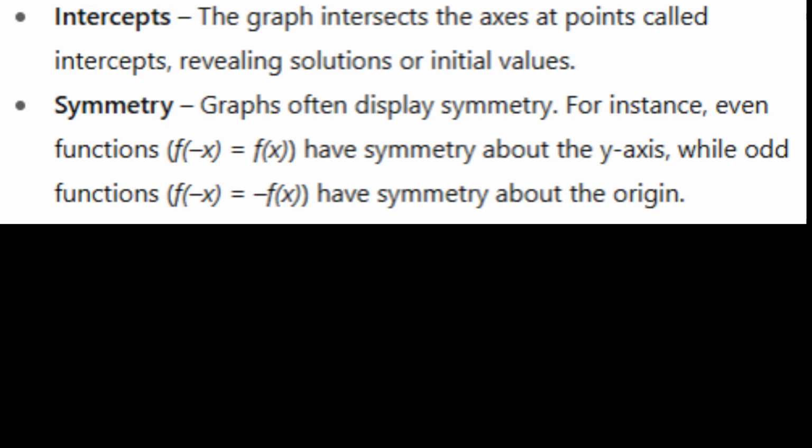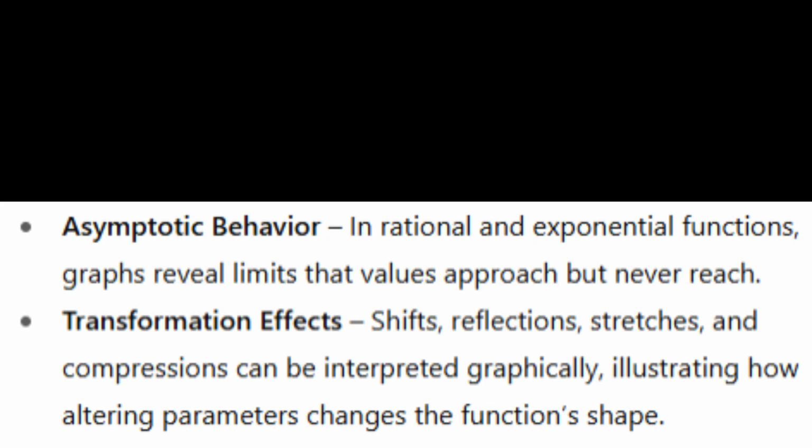Symmetry. Graphs often display symmetry. For instance, even functions, f(−x) = f(x), have symmetry about the y-axis, while odd functions, f(−x) = −f(x), have symmetry about the origin. Asymptotic behavior. In rational and exponential functions, graphs reveal limits that values approach but never reach. Transformation effects. Shifts, reflections, stretches, and compressions can be interpreted graphically, illustrating how altering parameters changes the function's shape.